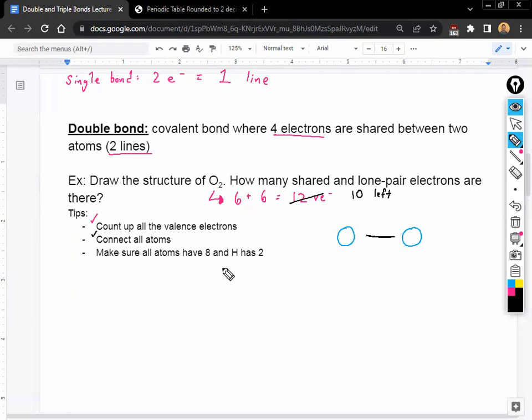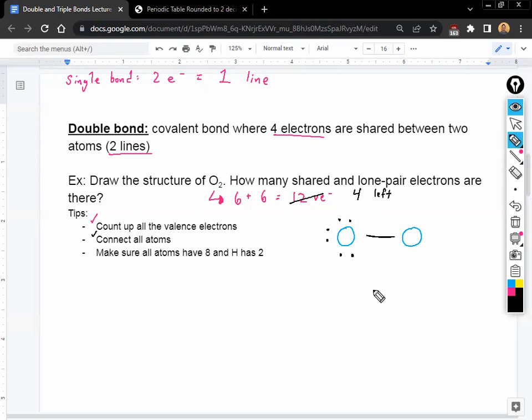All right, so we want to make sure that everybody has 8 valence electrons, right? So if you take a look at this oxygen, how many electrons does this oxygen have right now? 2. So let's just get it to 8. So we're going to use 1, 2, 3, 4, 5, 6. And if we use 6, we're going to have 4 left now.